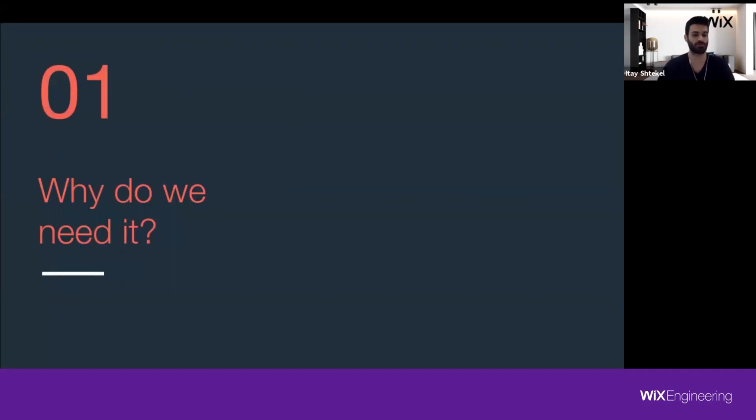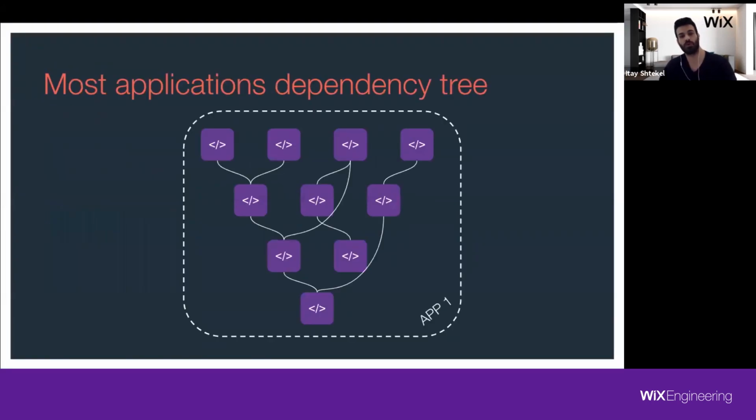Let's begin with introducing the problem. The modern, naive project structure is usually a dependency tree. We have various modules that depend on other modules in order to function correctly. And in this paradigm, modules really know a lot about other modules and depend on them specifically to function correctly.